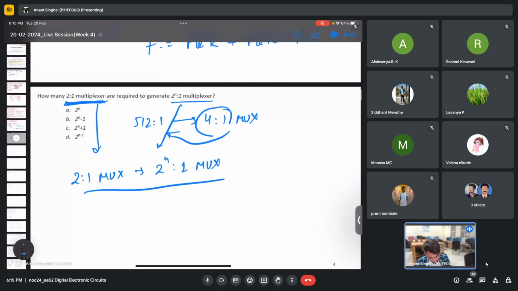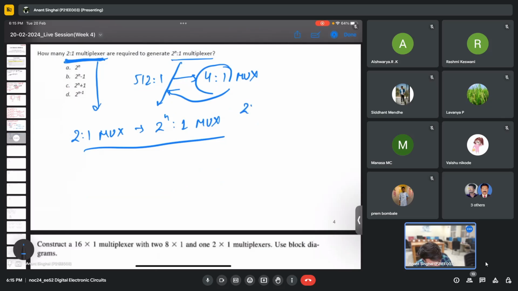To get an idea, let's start with a simple example, that we have a 2 cross 1 mux and we want to make a 4 cross 1 mux.